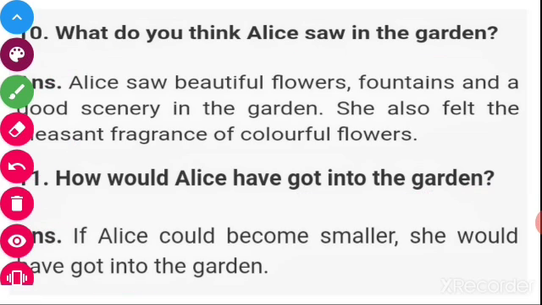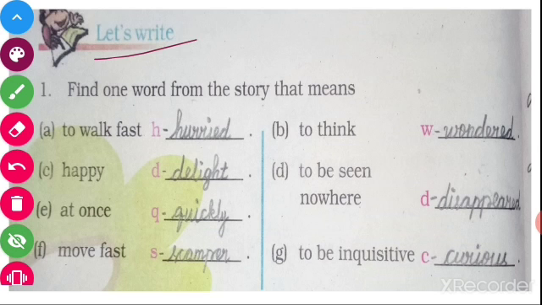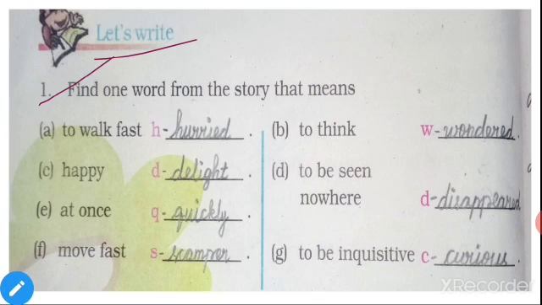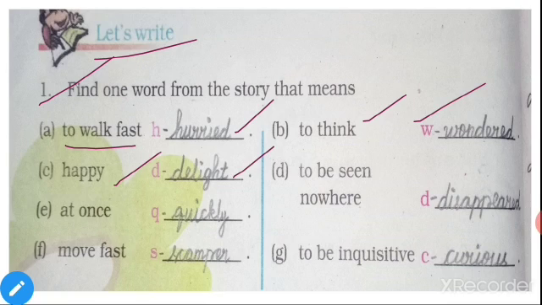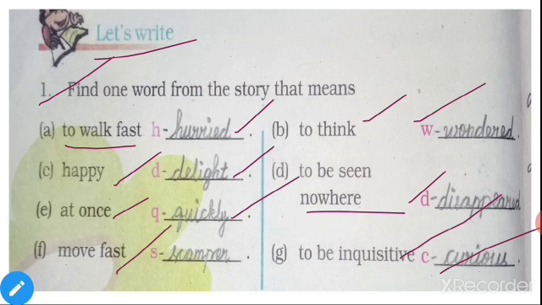Okay. And then next, let's write. Here, first one, find one word from the story that means: to walk fast. H for hurried. And then to think. W for wondered. Next, happy. D for delight. Then, next, to be seen nowhere. D for disappeared. At once. Q for quickly. Then next, to be inquisitive. C for curious. And then move fast. S for scamper.